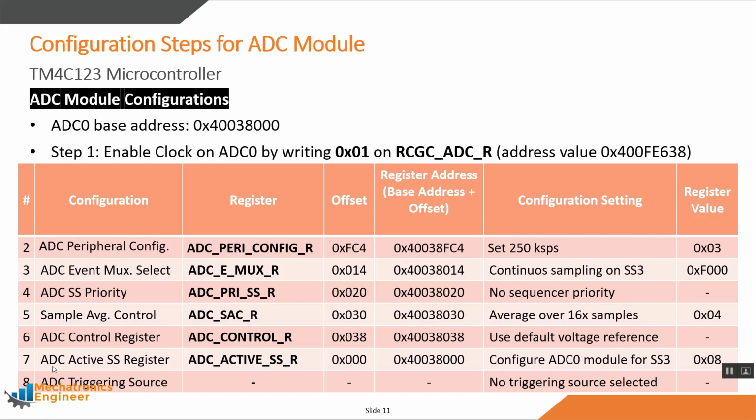In step 7, we will be using this register in order to activate sample sequencer 3 available on the ADC module 0. And there is no need to use step 8 as we are not using any triggering source, therefore we don't need to write to any ADC triggering registers. So these are the configurations related to the ADC module. Now we will see some of the configurations related to the sample sequencer.